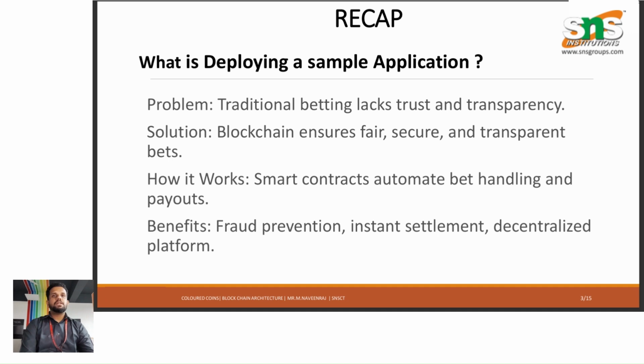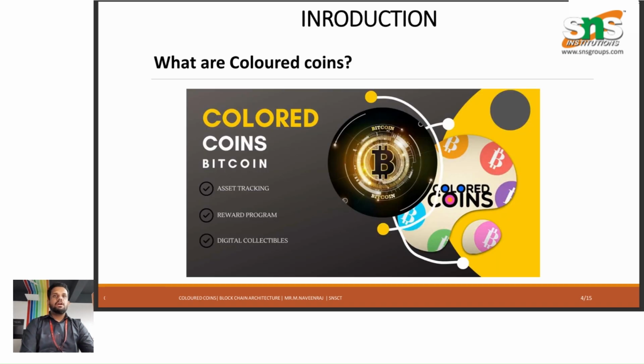What are colored coins? A method to represent and manage real world assets, like stocks, bonds, property or art, on the Bitcoin blockchain. They were one of the earliest attempts to tokenize assets, long before Ethereum's ERC20 or NFTs existed. The definition: colored coins are Bitcoin tokens that carry extra metadata, that is, coloring them with special meaning to represent something other than just currency.